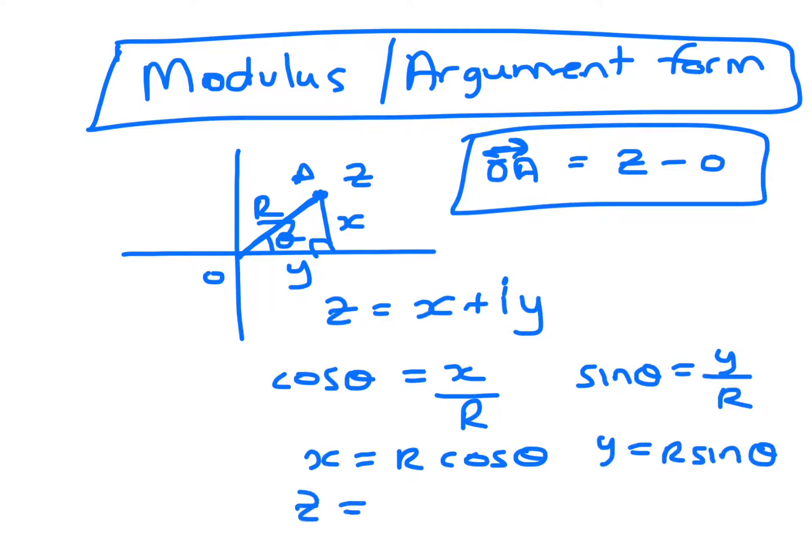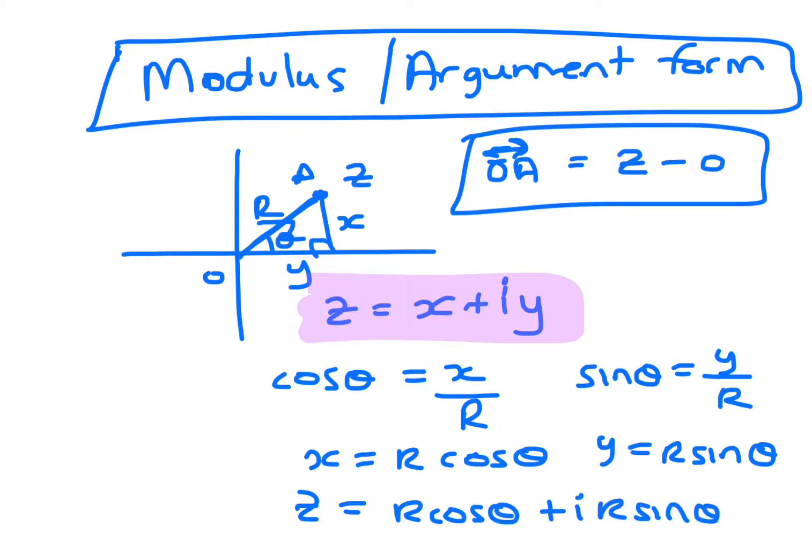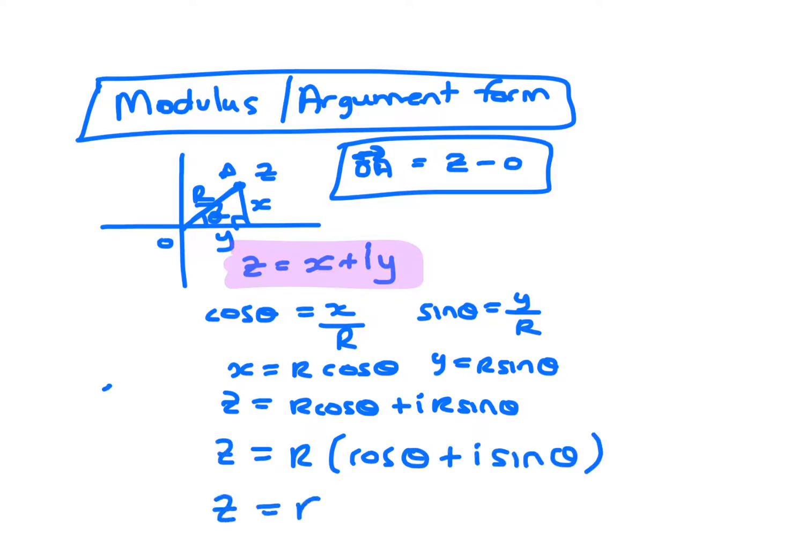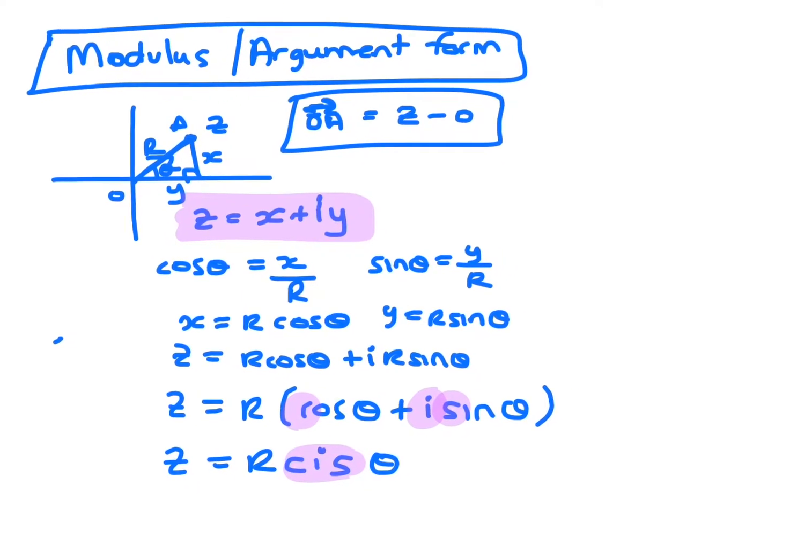When you put this into your rule up here, z equals x plus iy, then you can go r cos theta plus i r sine theta, and you can just factorize out the r, and you get r times cos theta plus i sine theta. Now, just a shorter way to write this, you can also write this as r cis theta. And the C comes from the cos, the I from the i there, and the S from the sine. So that's where that cis comes from, and it just gives you a quicker way of writing it.